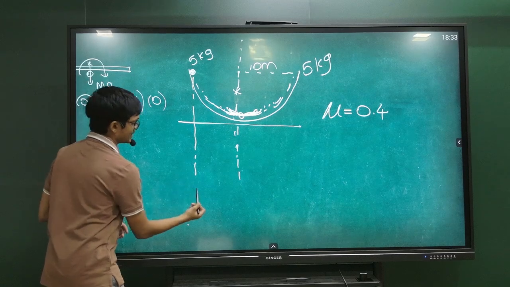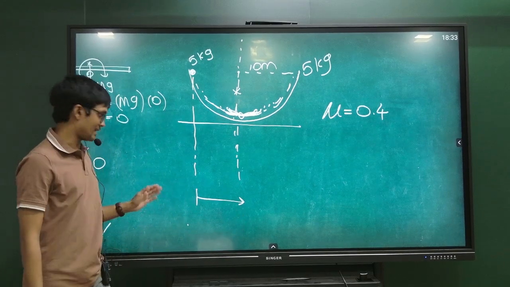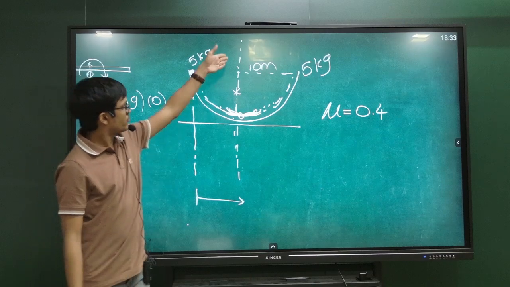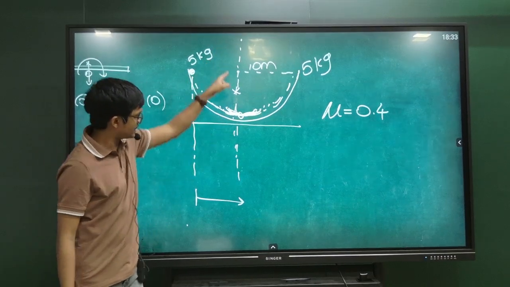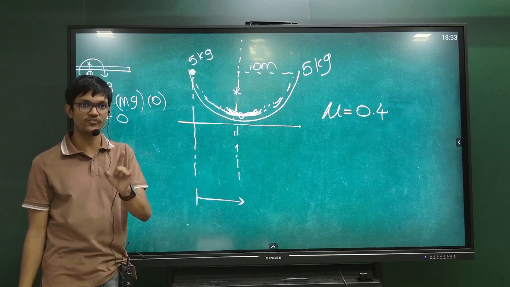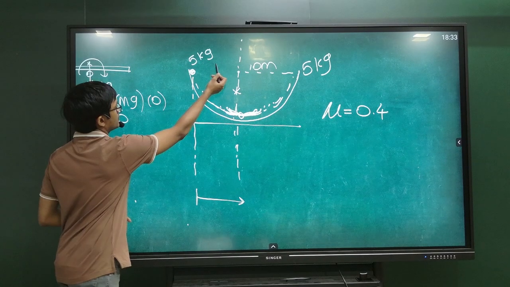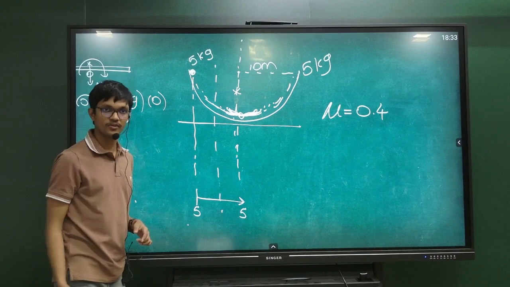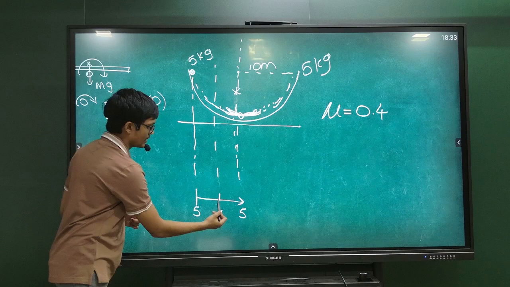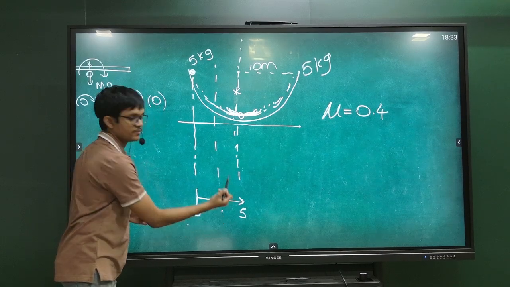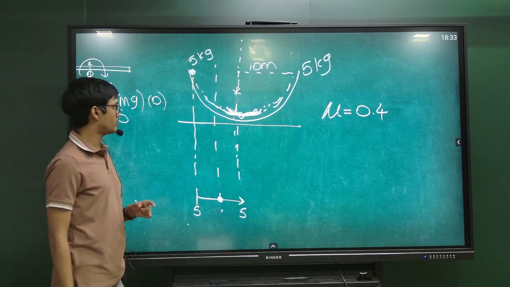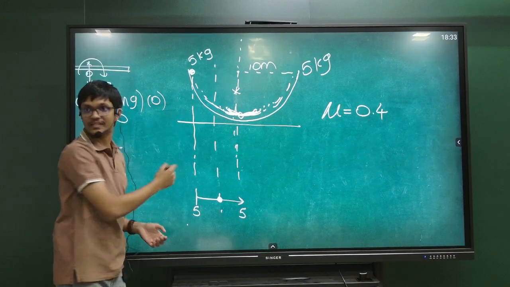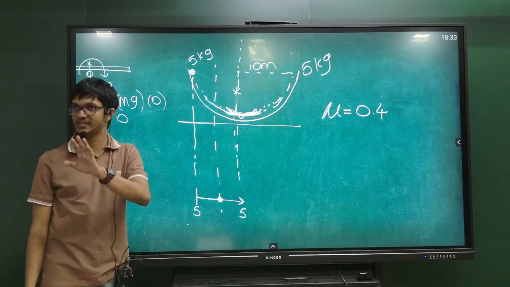I'm talking about the x distance of the center of gravity, okay? You have 5 kilograms in this line, 5 kilograms in this line, where can you find the center of gravity of the whole system? At the center, right? Because if you have 5 here and 5 here, where can you find the center of gravity? At the middle, right? Is that clear? So the center of gravity of the whole system will be on this line. Clear?